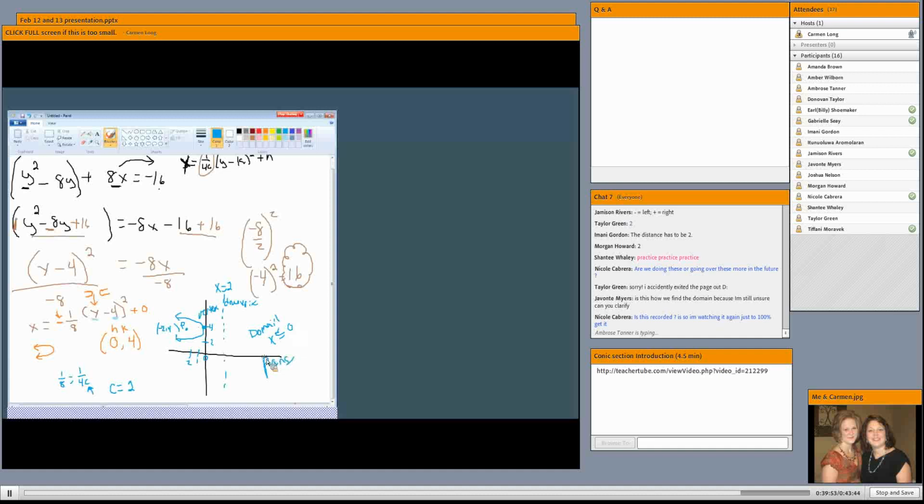Lengthways parabolas have a range of all reals, and all up and down parabolas have a domain of all reals. The domain are the x, and the range are the y. That's correct.